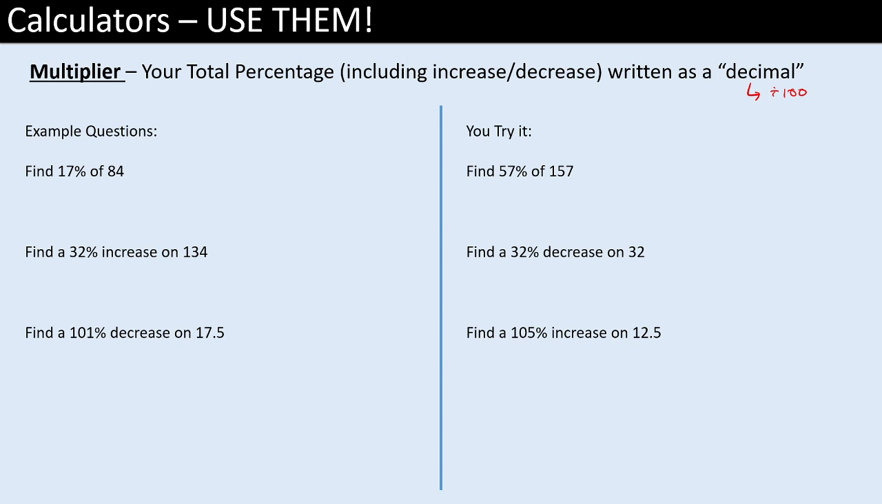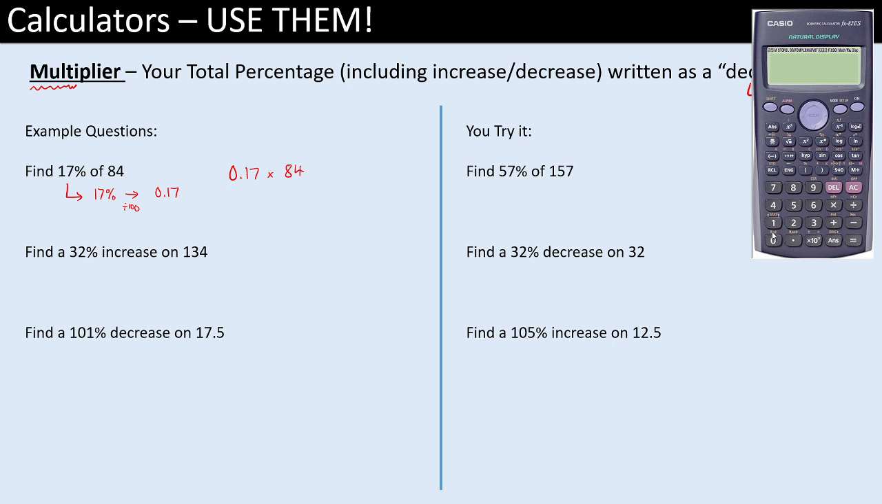Okay. So, if I'm wanting to find 17% of 84, that's not an increase, it's not a decrease, it's just 17%. So I would want to know what 17% is as a decimal. Dividing that by 100, we'd get 0.17. Now that is a multiplier, and the key is in the word multiply. We're then going to do 0.17 times 84.